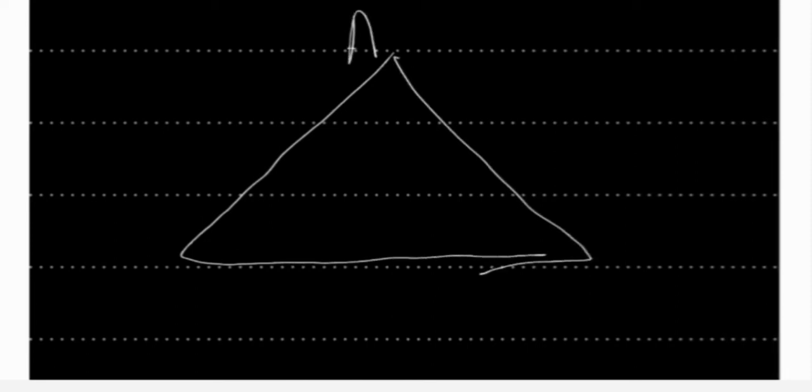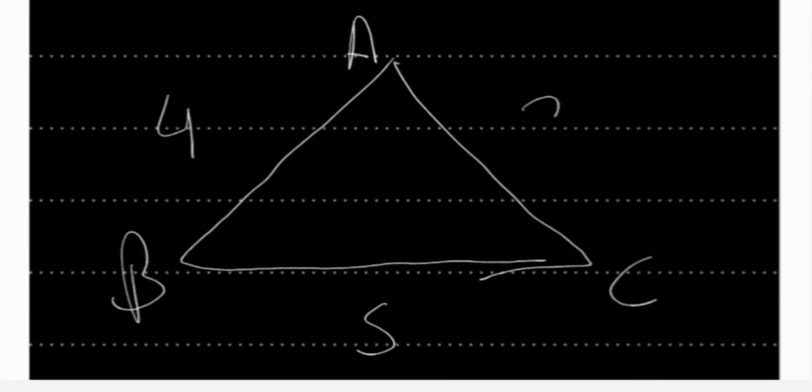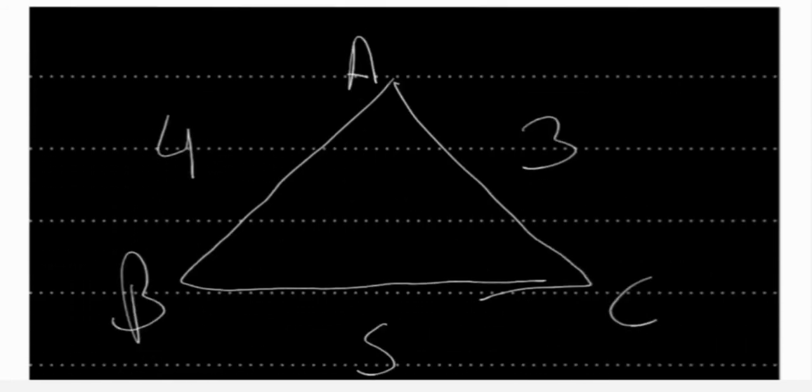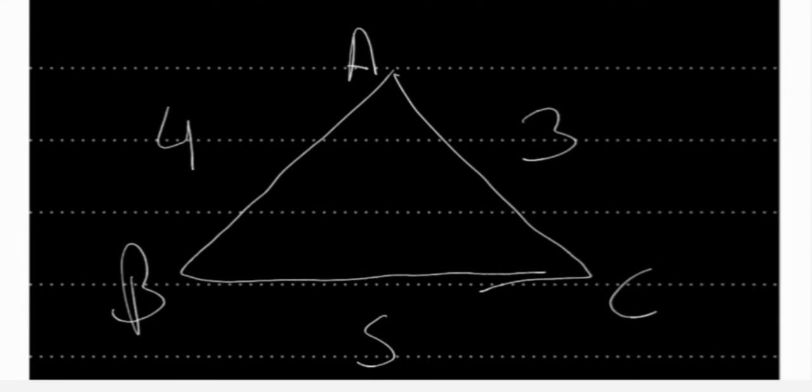ABC. A, B, C. So BC is 5, AB is 4, and AC is 3. So let D be the point of intersection of the bisector of the angle A and the edge BC. So let's draw the bisector. So let's say that this is the bisector and this is point D.